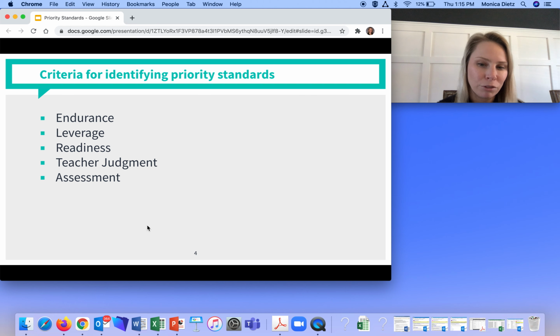We also look at leverage, which is defined as knowledge and skills that cross over into many domains of learning. So if it has crossover, likely priority. In readiness, knowledge and skills important to subsequent content. So do you need to know this in order to know the next thing that's coming? And then there's teacher judgment, okay? Knowledge of content area and ability to identify more or less important content.